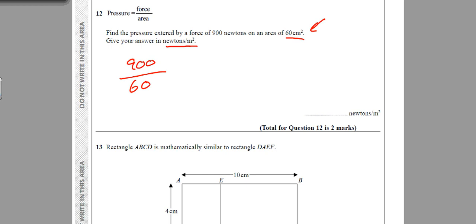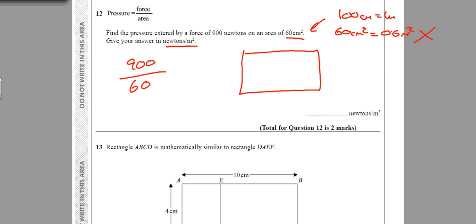Now I know that 100 centimeters equals 1 meter, and so a lot of people say that 60 centimeters squared equals 0.6 meters squared, but that is entirely wrong. The way to do it is just do a diagram and do a rectangle which has an area of 60 centimeters squared. Now the easiest way to do that is 1 centimeter by 60 centimeters. Now this will give 60 centimeters squared. And then turn this into meters. So 60 centimeters will be 0.6 meters. 1 centimeter is 0.01 meter. So 0.01 meter times by 0.6 meters.